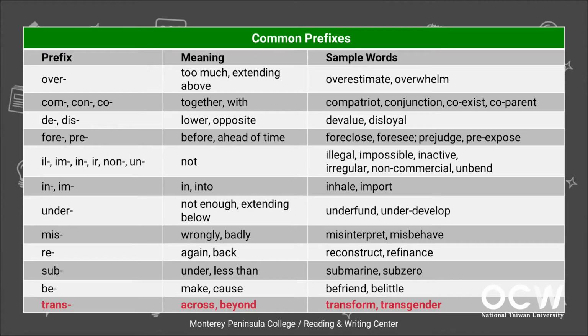Now, let's look at some of the common examples with prefixes. So, let's look at the prefix trans. Trans means to get across or to go beyond. So the word we may be looking at is transform, which is from A state to B state, or the word transgender, which means from one gender to another.